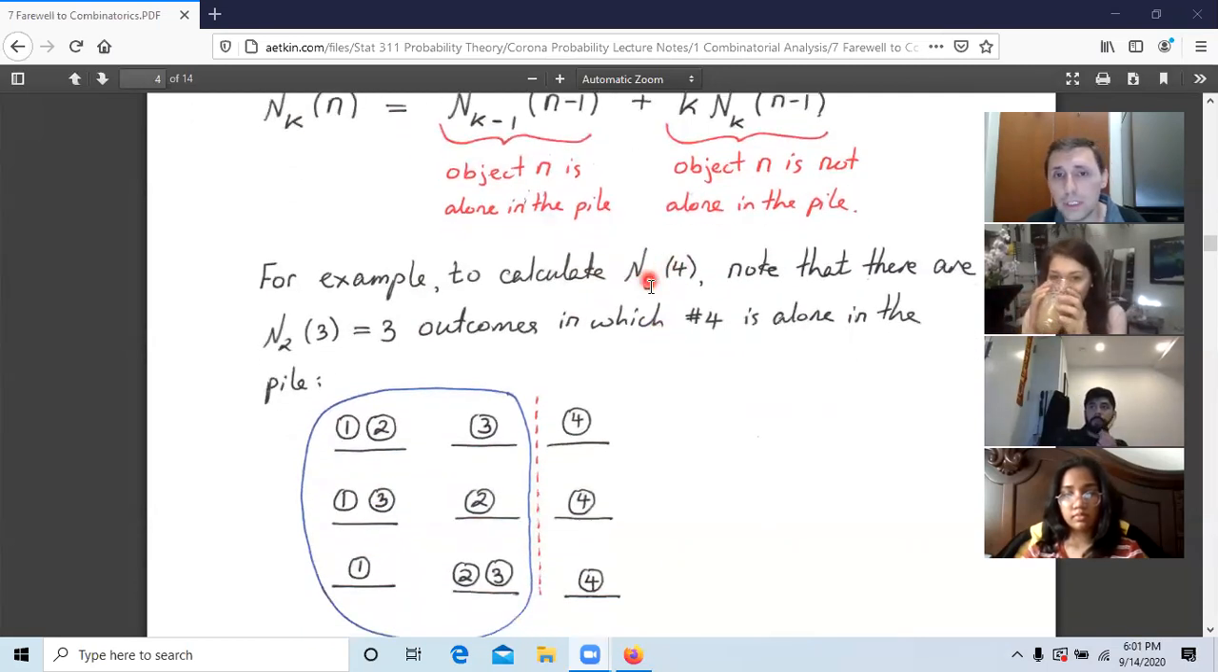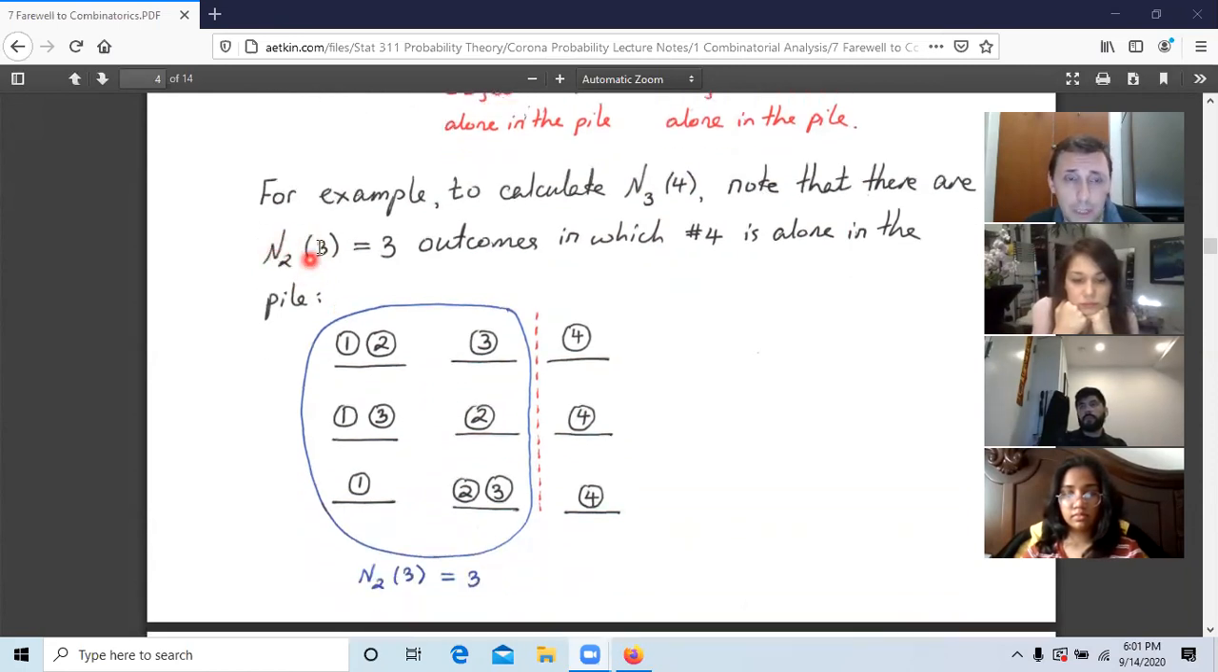So let's suppose that I want to calculate the number of ways of distributing four objects among three files, okay? So what we have is how many ways there are to do that if object number four is alone in the file. Here is file one, file two, file three, and object four is alone in the file. So what is the possibility? We now have two remaining files that have to be filled, right? Two baskets that need input. So it could be that one is together with two and three is alone, or one and three are together and two is alone, or one is alone and two and three are together. So there are exactly three possibilities. Yes? You see that?